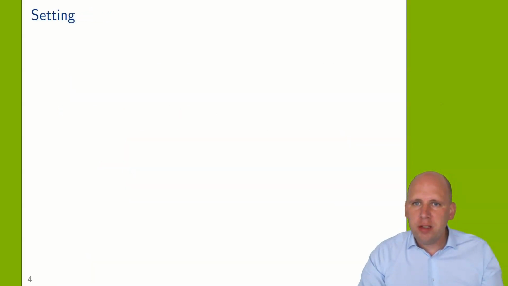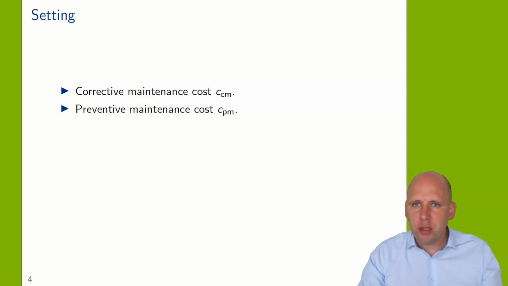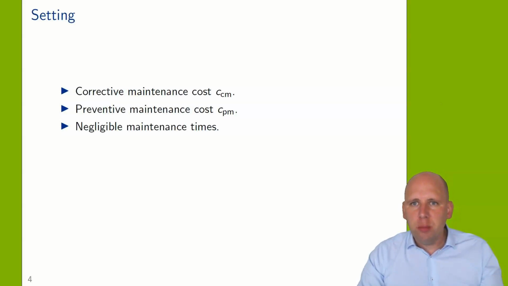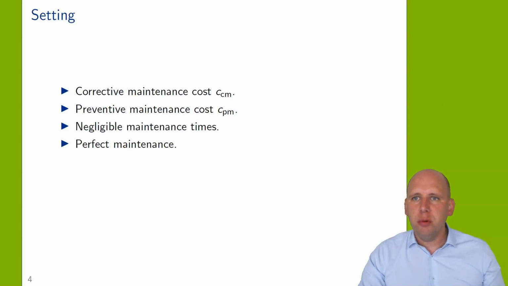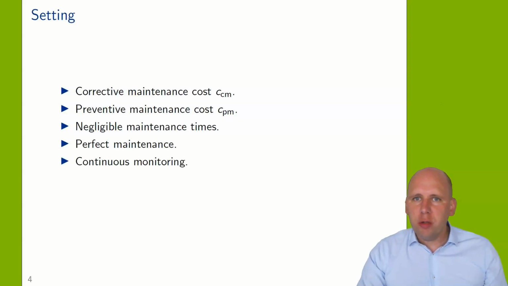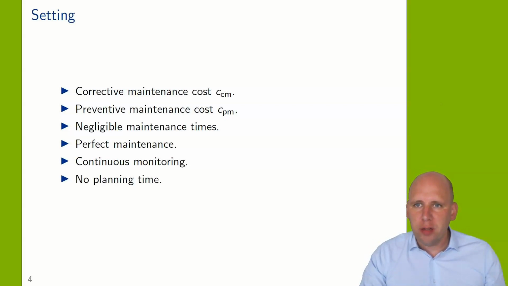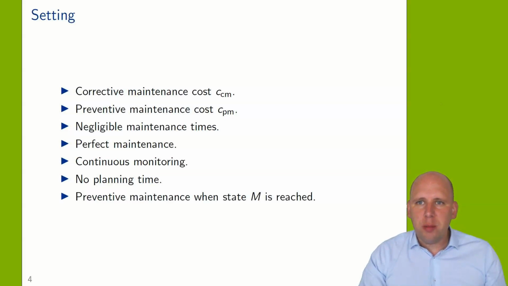Then the maintenance setting that we are going to consider, it's quite a simple setting. We have corrective maintenance at cost CCM. We have preventive maintenance at cost CPM. We assume that maintenance durations are negligible, and we also assume that maintenance is perfect. We assume continuous monitoring of the deterioration level, and then we also assume that we don't have a planning time, so maintenance can be carried out immediately when we want to. The decision variable is the preventive maintenance threshold capital M. We carry out preventive maintenance when that level is reached or exceeded.